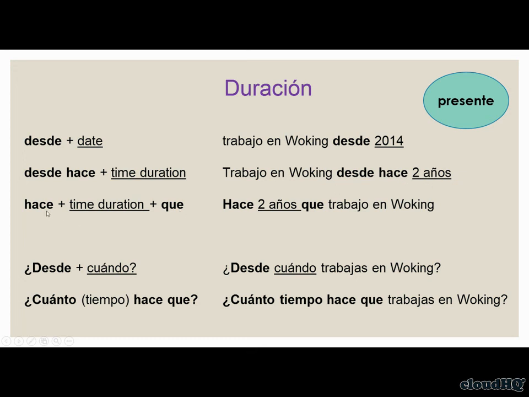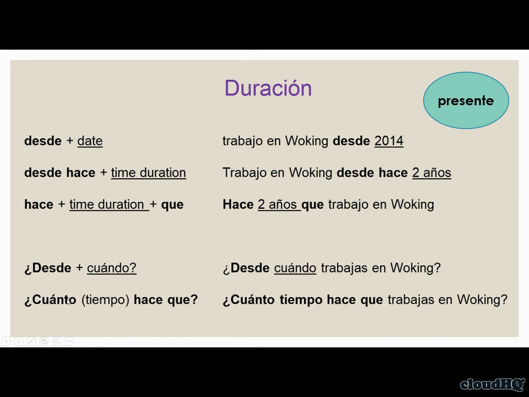And the structure that is more different to English is this one, the one that starts with hace. And hace requires the time duration. So hace 2 años, for example, que, don't forget the que, trabajo en Woking. So 3 ways basically of expressing the same thing, although the first one is just since, like in English, and those two really are the ones that are exactly the same in English, the same translation in English, but 2 ways of saying it. If you are more comfortable using the one that's closest to English, that's absolutely fine. But it's important to recognize the other one so you can understand it when you hear it.